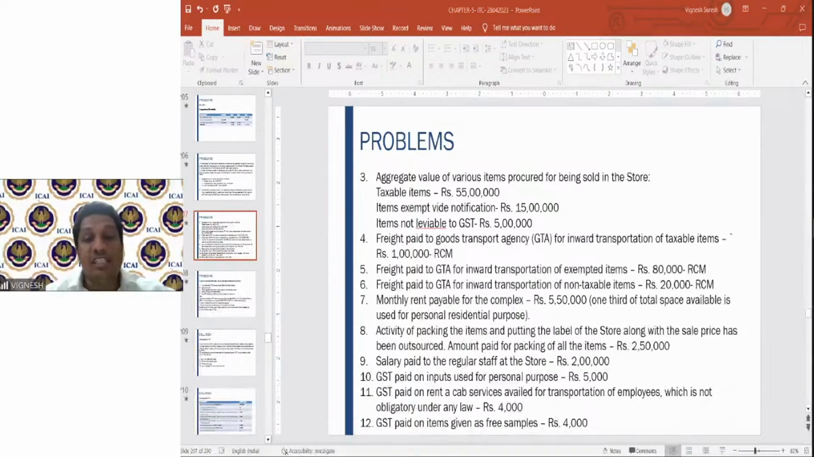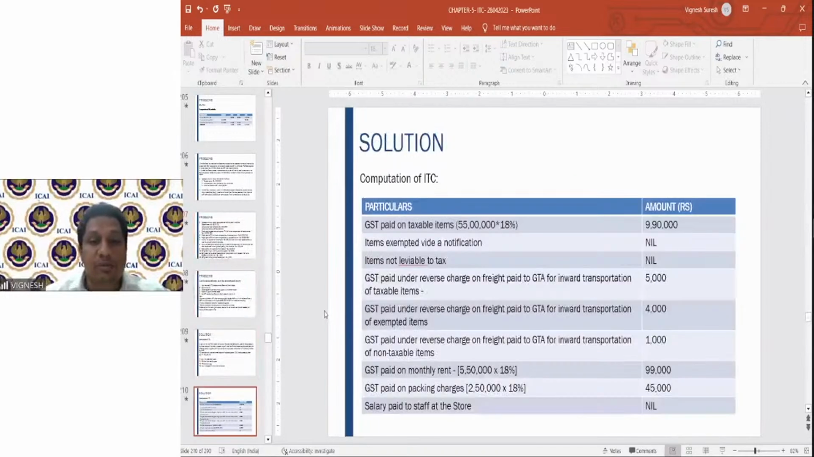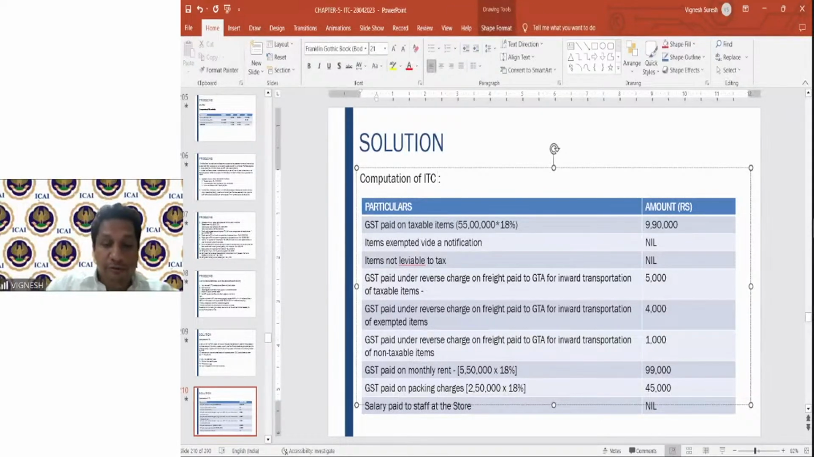Then non-taxable items also. Here we have to calculate the total input tax paid per month. Whatever input tax relates to exempt supply also needs to be taken into consideration. So inputs for freight paid on non-taxable items will also be considered, because we are first calculating T, which is the total input tax credit. I hope you are following, everyone.